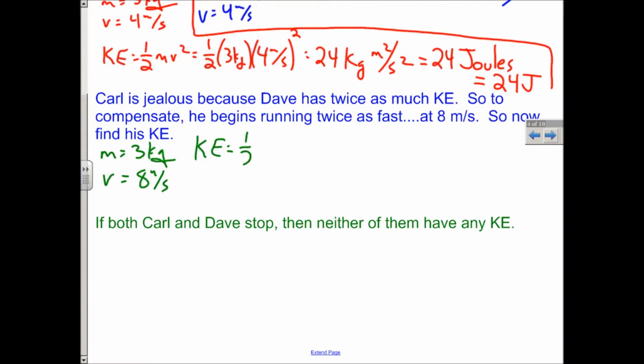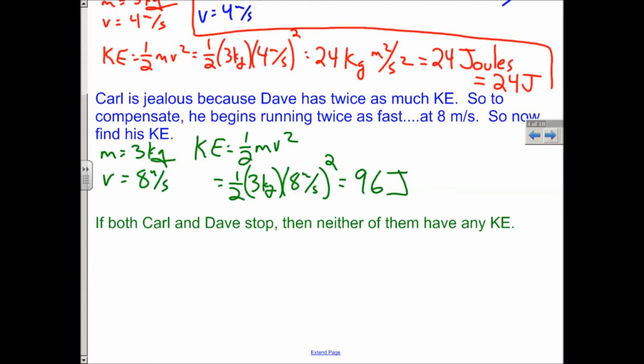So here we go. One half of the mass times the velocity squared. Let's plug in our numbers. Mass is 3 kilograms. Velocity is 8 meters a second. Don't forget to square it. So let's see. 8 squared would be 64 times 1.5 gives us 96 joules. Huh. We ended up with a lot more kinetic energy, didn't we?